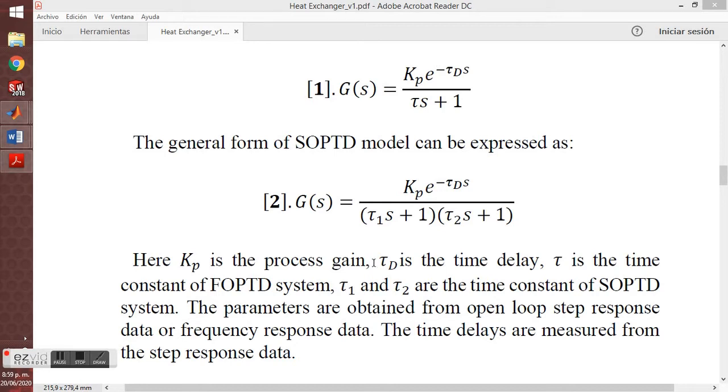Here, Kp is the process gain, tau d is the time delay, tau is the time constant of the first order plus time delay system, tau 1 and tau 2 are the time constants of the second order plus time delay system. The parameters are obtained from open loop step response data or frequency response data. The time delays are measured from the step response data.